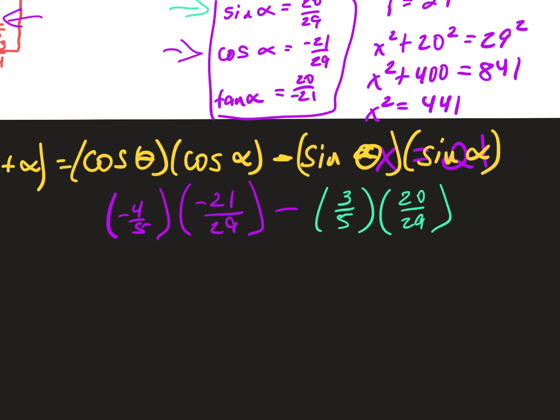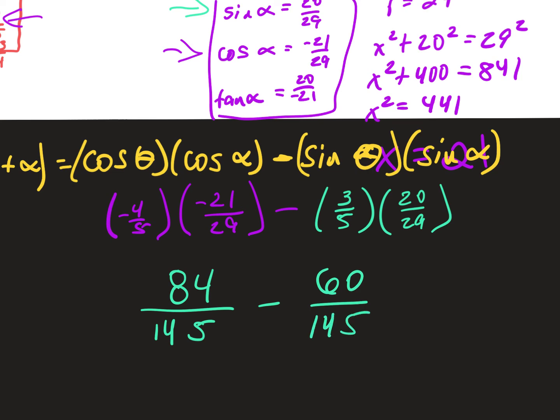Now we simplify. What's negative 4 times negative 21? Negative times a negative is a positive. Good. And 5 times 29 is 145. I already did this problem. Minus, what is 3 times 20? 60. Good. And what's 5 times 29? 145. At this point, guys, I told you, you should always get the same denominator. Is my denominator the same? Yes. If it wasn't, then you put something in the wrong spot.